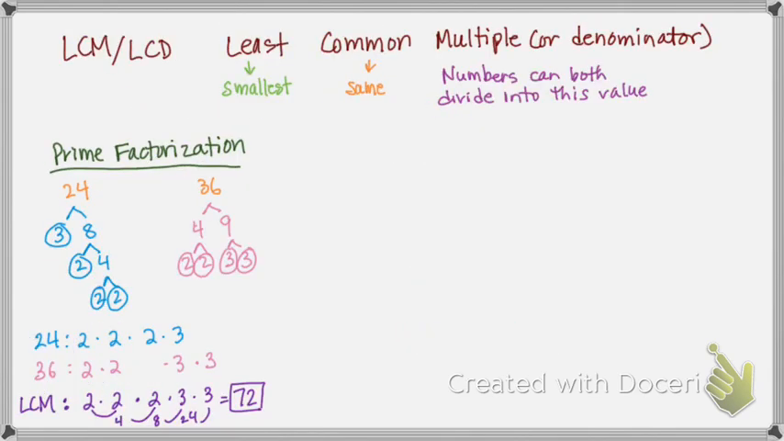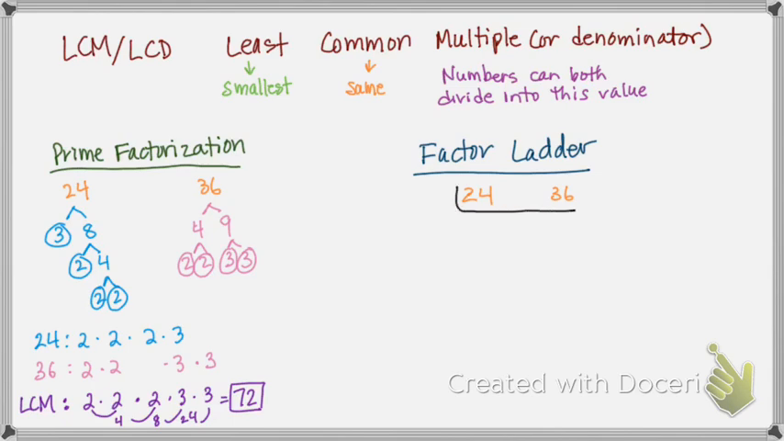All right, so let's see how I do the factor ladder. This is why I like this one, because I think it's so much easier to do the factor ladder to come up with the least common multiple or least common denominator. So we're going to start off the same. We're going to have 24 and 36. We're going to create that first rung of our ladder. And I'm going to start any way I want. It does not matter. I like to just start off with the smallest factors that are possible.